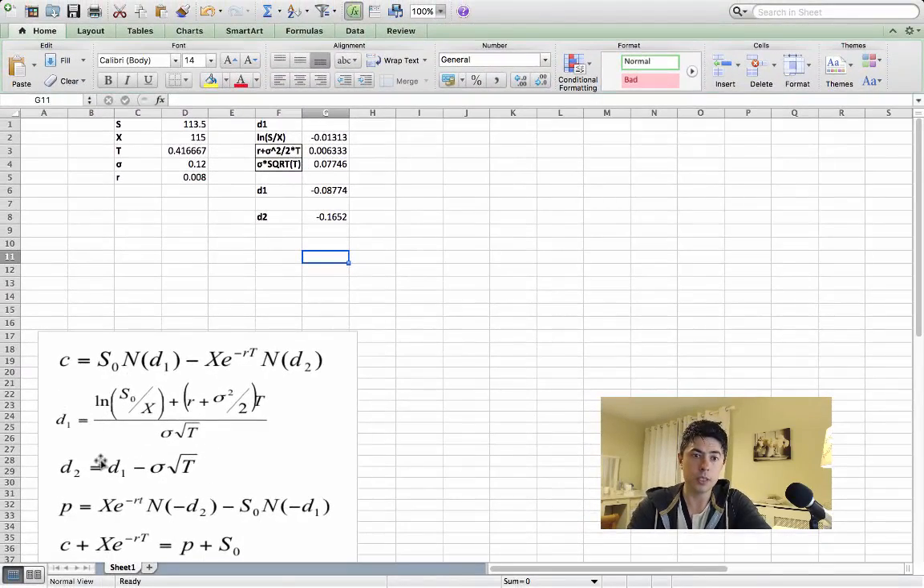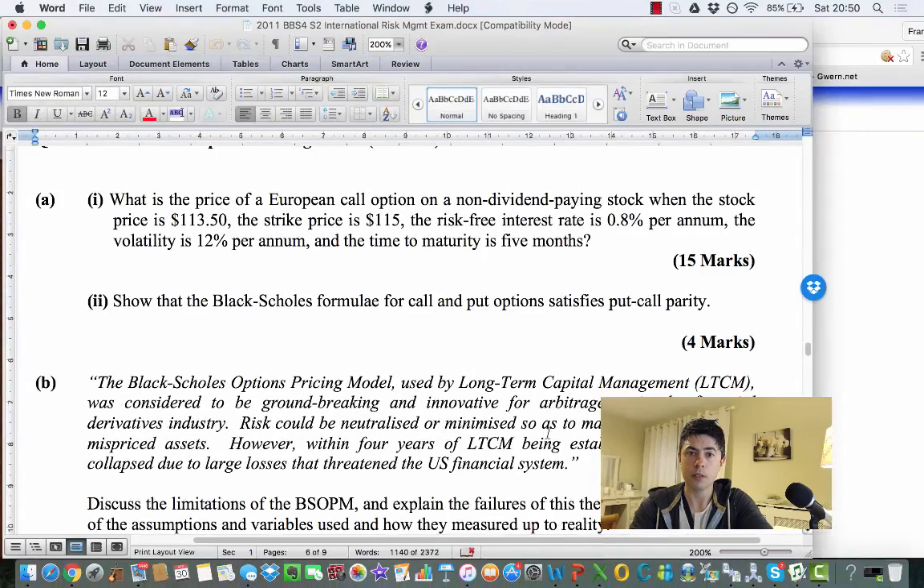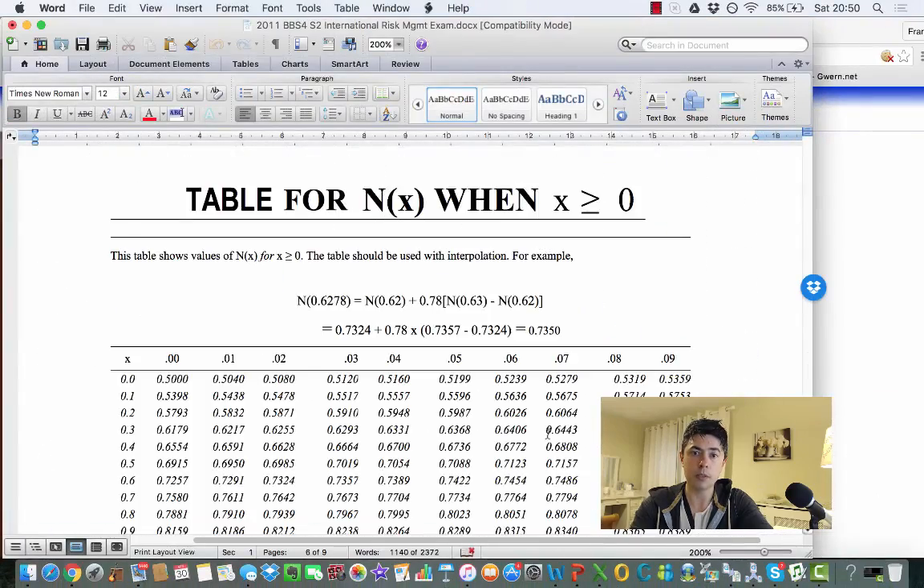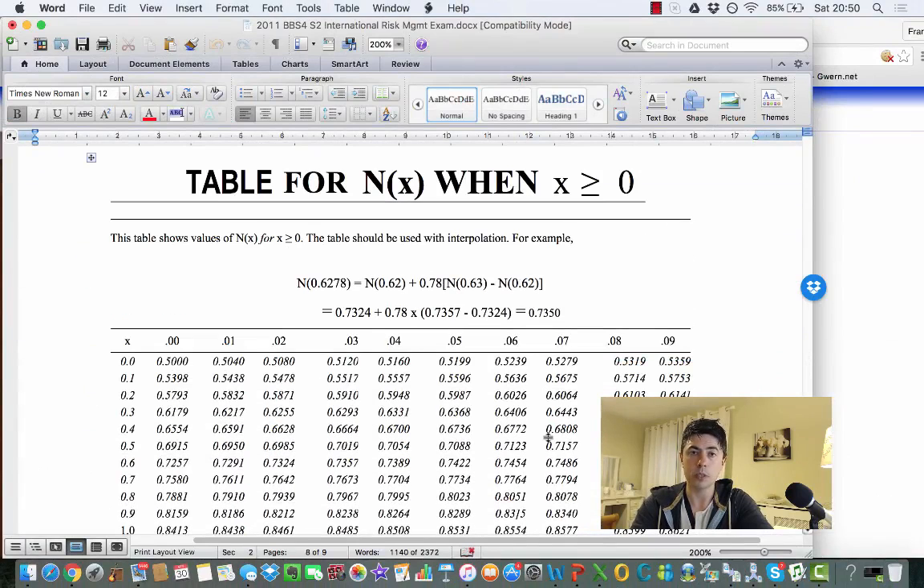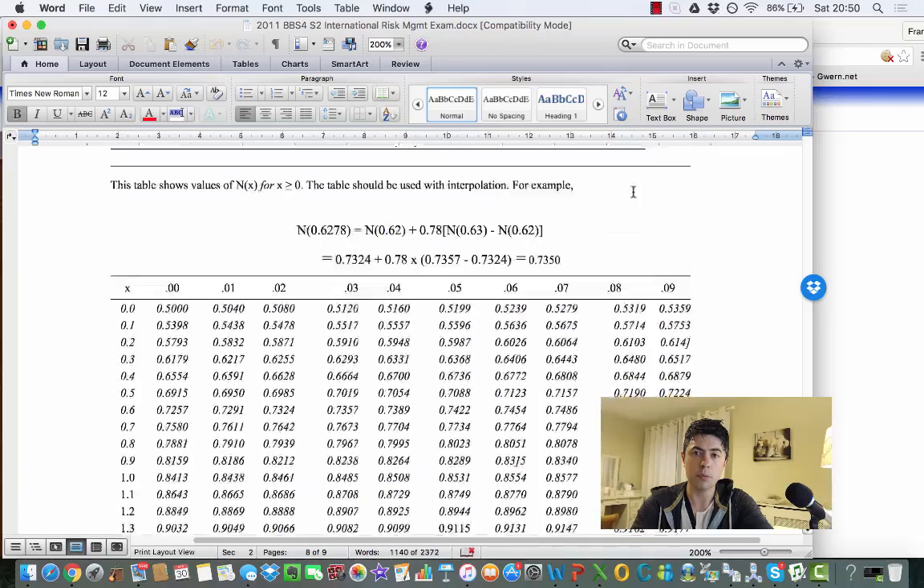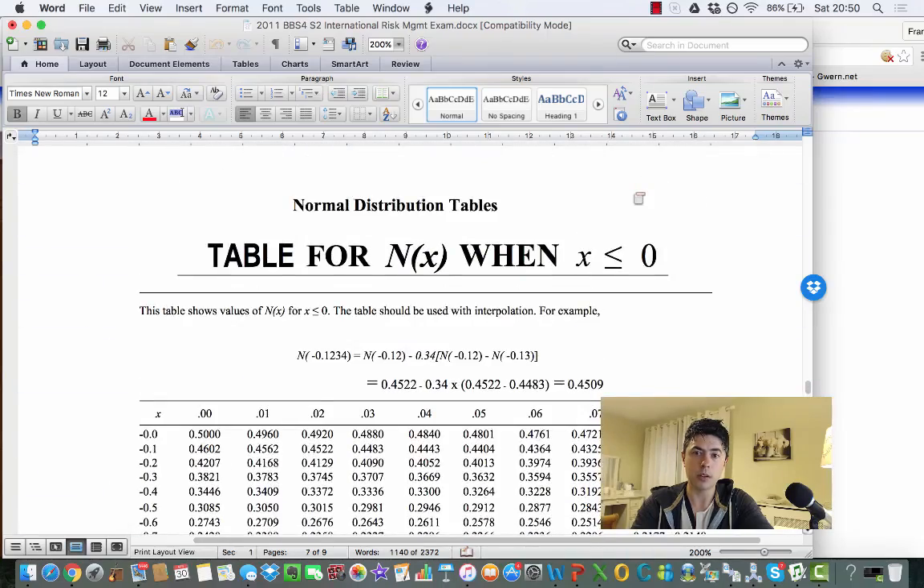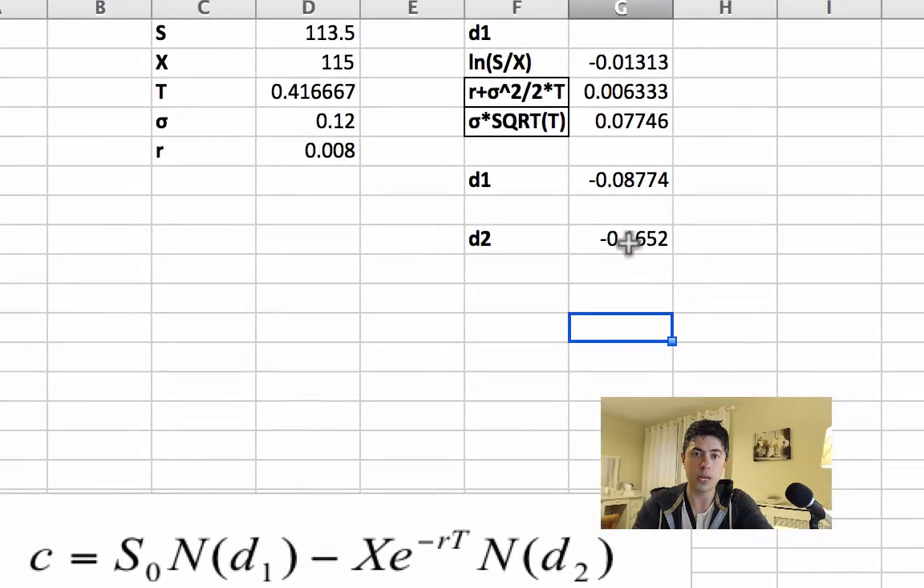So now that we have D1 and D2, notice that we have to get these as a normal distribution value, and we need tables for that. Along with a question, you should be able to identify what's known as your normal distribution tables. There are going to be two of them, one where X is greater than or equal to 0, in other words a positive value for D1 or D2, and another table for negative values, or less than 0, which in our case, D1 and D2 were both. So we have to use those tables.